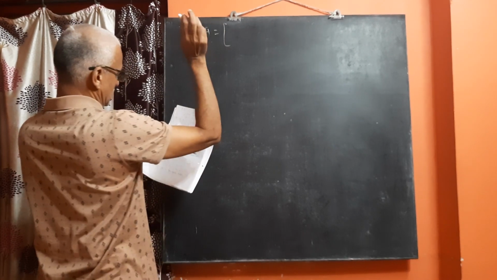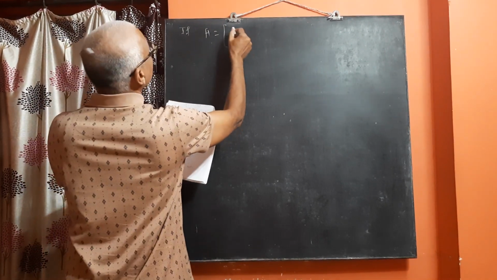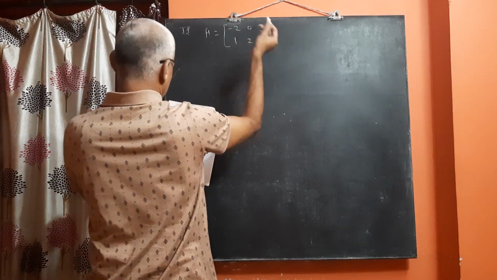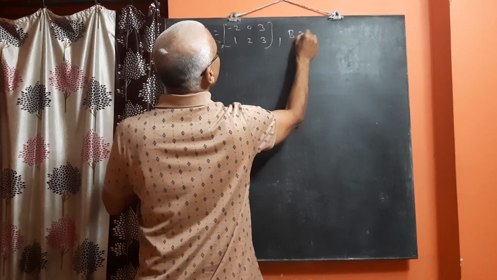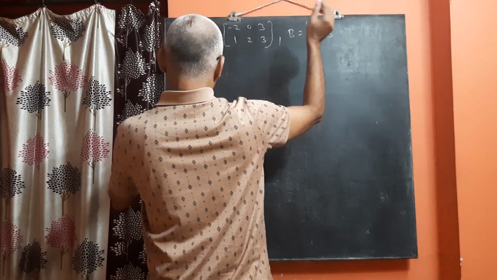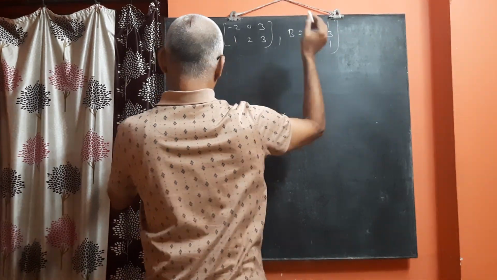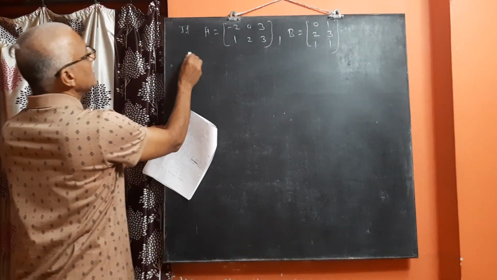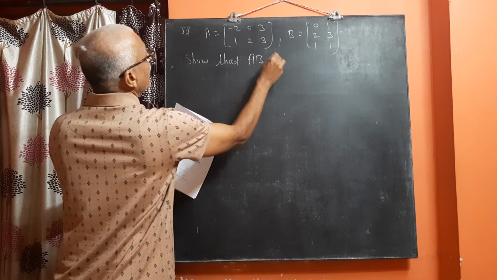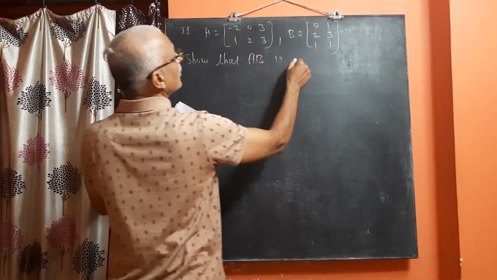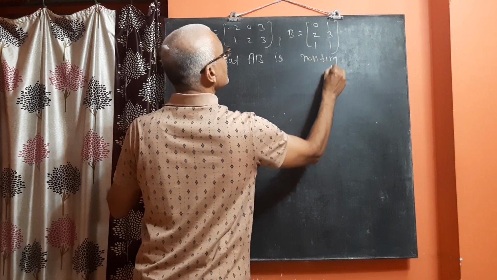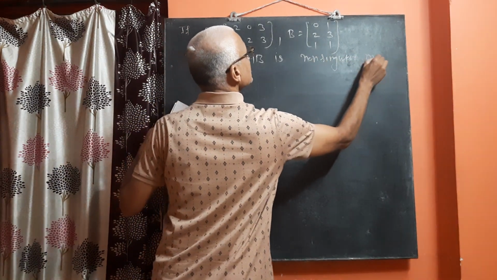The next one is: if A is equal to the matrix [-2 0 3; 1 2 3], B is equal to the matrix [0 1; 2 3; 1 1]. The question is, show that AB is a non-singular matrix.